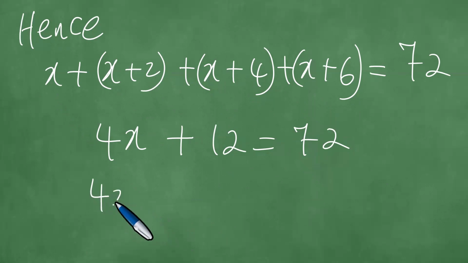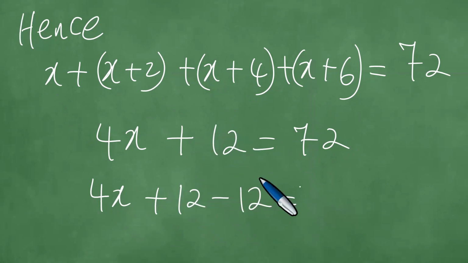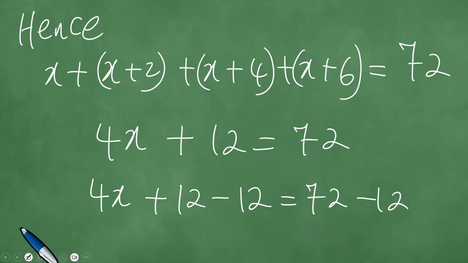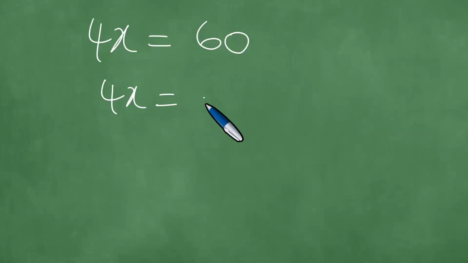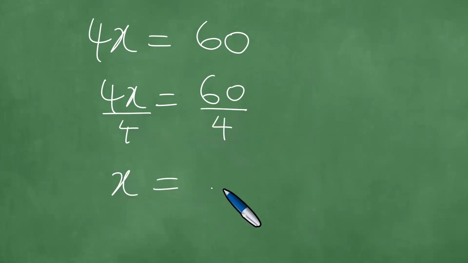Then we subtract 12 from the left, but also 12 from the right, so we subtract 12 from both sides of the equation. 12 minus 12 is 0, leaving us with 4x on the left, and on the right, 72 minus 12 is 60. So 4x equals 60. Dividing by 4 on both sides, we get x equals 15.